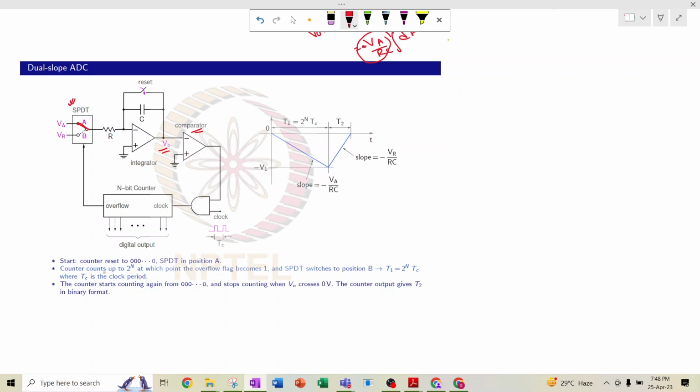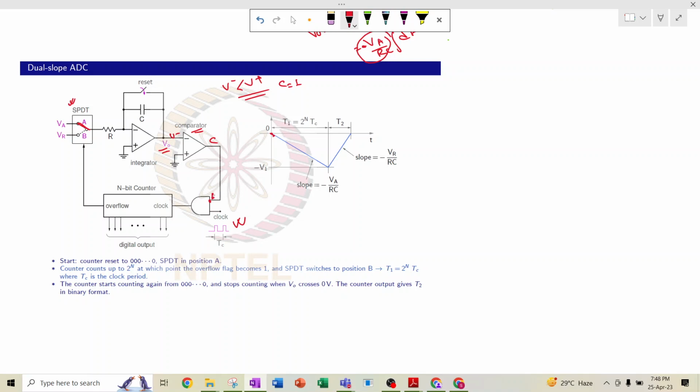So the counter then counts up, because the comparator output will be high. We can see v0 will start from 0 at first, and then it has some negative value. So basically v minus is less than v plus, and as it is less than v plus, the comparator output c becomes 1, and this 1 is ANDed with the clock. So whenever the clock applies, the value is already 1.